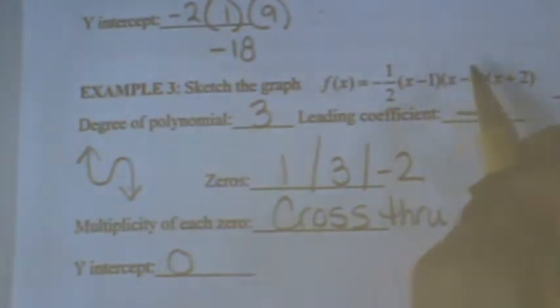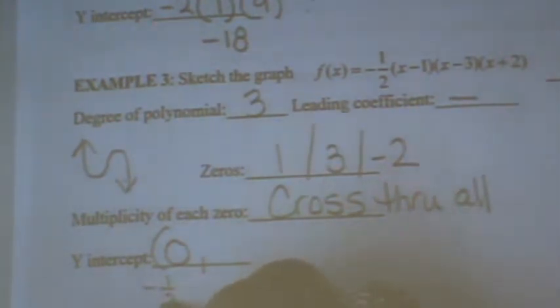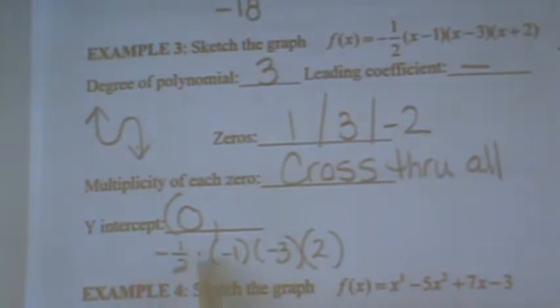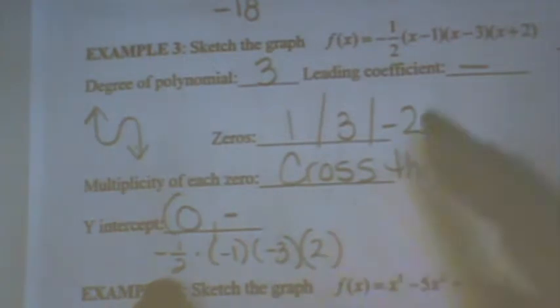How do you get the y-intercept? You're going to plug a 0 here, a 0 here, and a 0 here. So quickly multiply. You're going to do negative 1/2 times 0 minus 1 is negative 1, times 0 minus 3 is negative 3, and 0 plus 2 is 2. Well, how many negatives do I have in this problem? I have 3. So the answer is going to be negative. Negative what? Well, a half of 2 is 1, and 1 times 3 is 3. So the 0, negative 3 is your y-intercept.